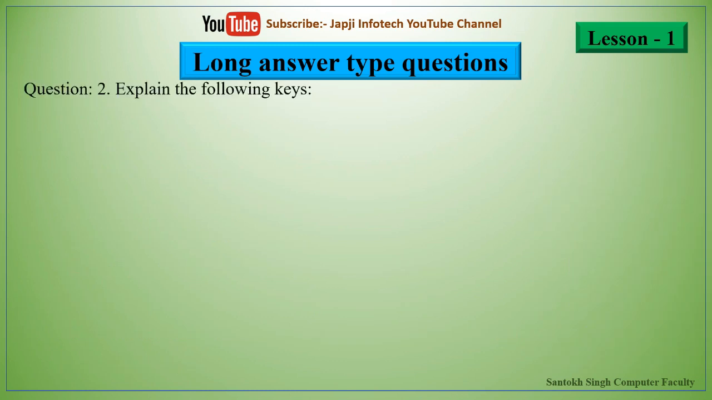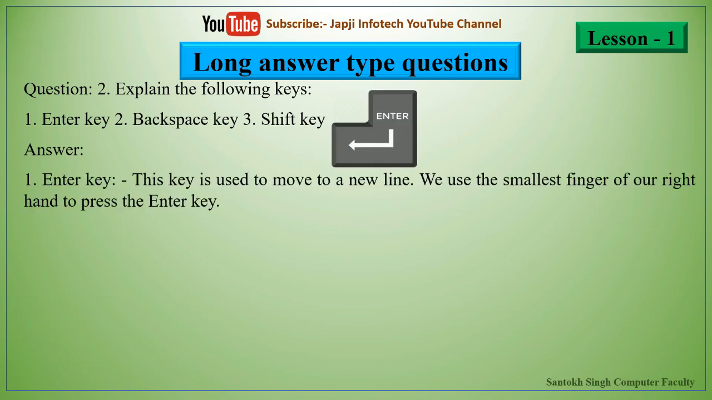So the second question is: explain the following keys. First one is enter key, second one backspace key, third one is shift key. So first of all, we read about the enter key. This key is used to move to a new line. We use the smallest finger of our right hand to press the enter key.